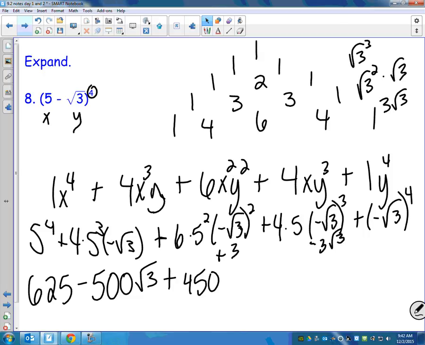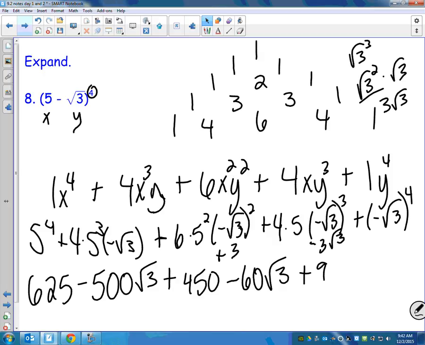So 20 times negative 3 would be negative 60 square root of 3. And the last one, you just have negative square root of 3 to the fourth power, which means you just have double perfect squares, which just means you get 3 times 3. And again, I think on that one, anyone can type it on the calculator. You should get 9 if you type negative square root of 3 to the fourth power, because it's just square root of 3 squared, square root of 3 squared.